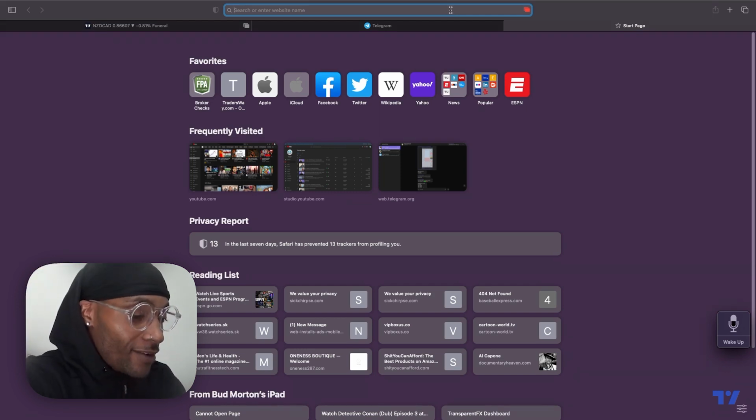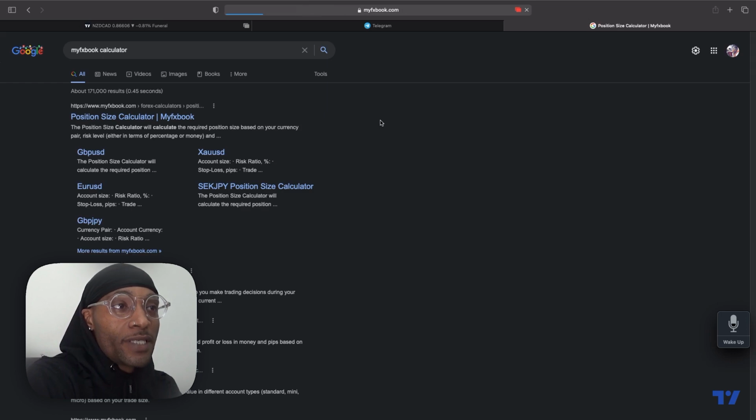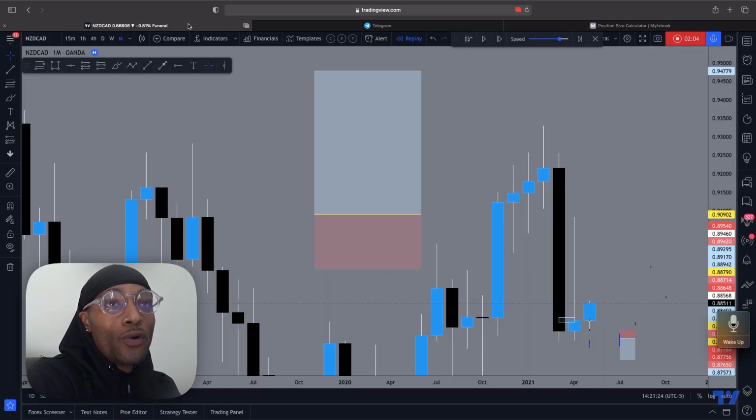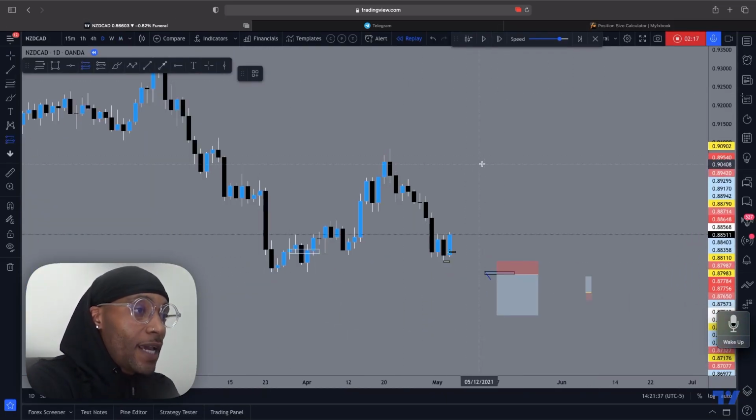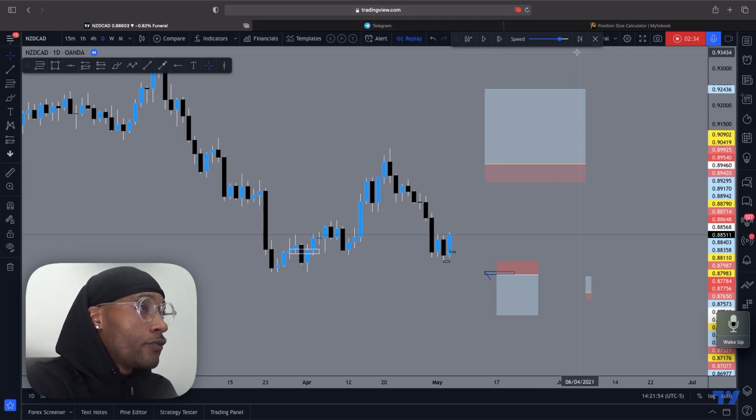Where can you go to have it done for you? You can go to MyFXBook calculator, and they have a position size calculator on there. So if we are trading NZD CAD and we want to be long, just for the sake of argument, say we want to risk 50 pips in order to make 200 pips.